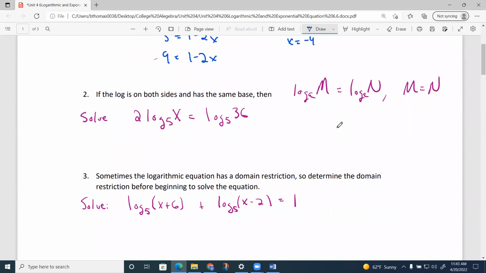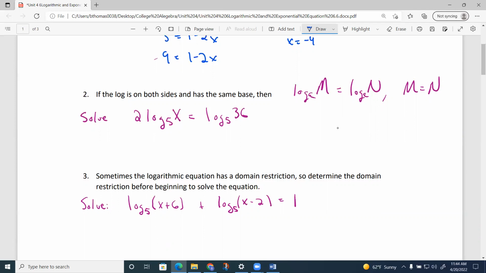The other type of equation is if there's a log on both sides of the equation, and if the base is the same, then we can solve it using this property here. So if we have the log of m base a equals the log of n base a, we pick up on that, we can actually just set what we're taking the log of equal to each other. So if I have the log of x base 5 equals the log of 36 base 5, notice that we have the same log on each side of the equation. So what I can do is set m equal to n.